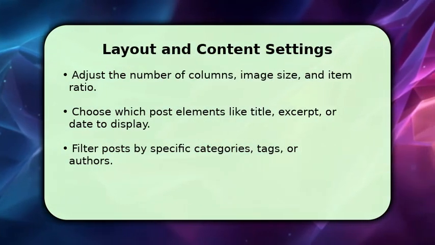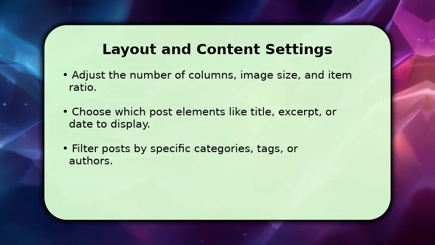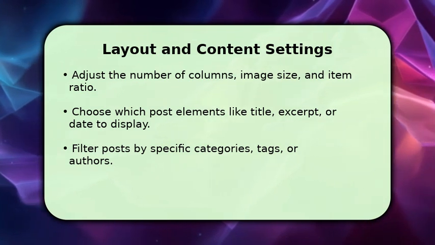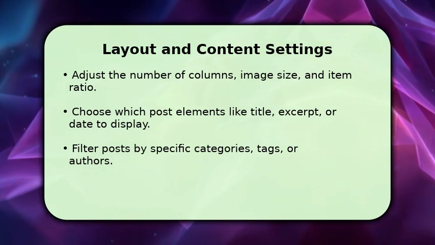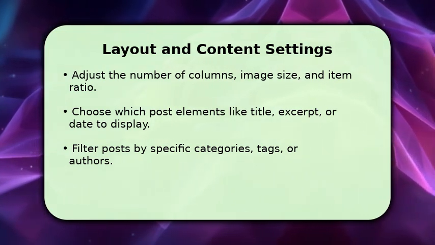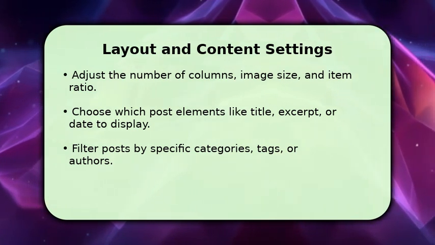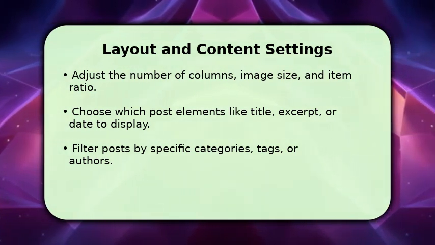Next, dive into the Layout and Content tabs to refine your grid. You can easily set the number of columns, perhaps 2, 3, or 4, and define the image size for visual consistency. Decide which elements, such as the post title, excerpt, or Read More button, should be visible. Furthermore, filter your posts by specific categories or tags to display highly relevant content.